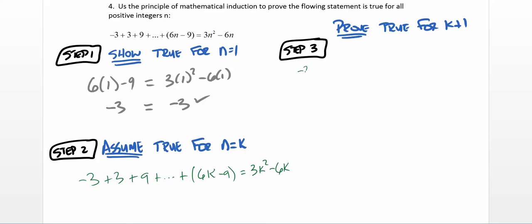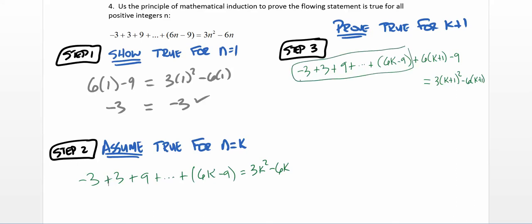So we're going to have this: negative 3 plus 9 plus yada yada yada plus all the way up to 6k minus 9. Now we're going to add on the very next term, which is going to be 6 times k plus 1 minus 9. And we're going to assume that all of that is equal to 3 times k plus 1 squared minus 6 times k plus 1. All right, so now all of this stuff is assumed to be equal to that right there.